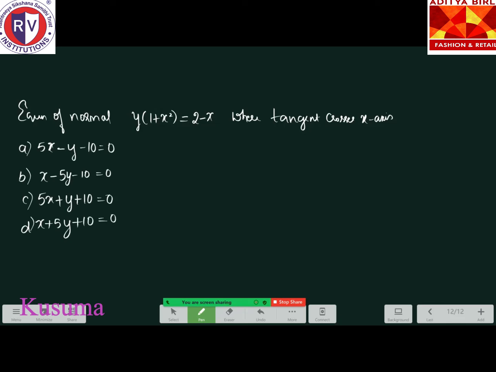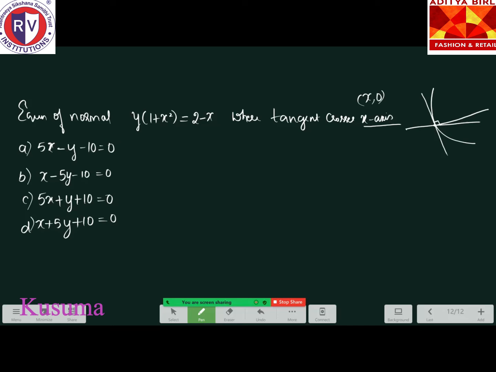Okay. So here they have given that the tangent crosses the x-axis. So at that point, the coordinates of that point will be (x, 0). Very good. It will be (x, 0) at that particular point. So for example, if this is the curve, at this point the tangent is there. The tangent crosses the x-axis. At this point, we have to find out the equation of the normal.